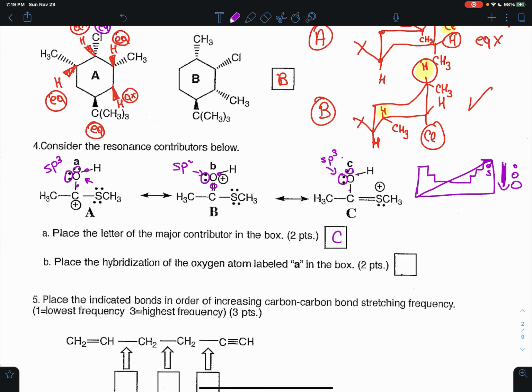Now when you look at hybridization and resonance, you always want to choose the lowest hybridization number, because you know that one of the lone pairs is formed into a double bond. So you always want to choose the lowest number of hybridization. That being said, it's going to be the sp2 hybridized oxygen. So it's going to be sp2.